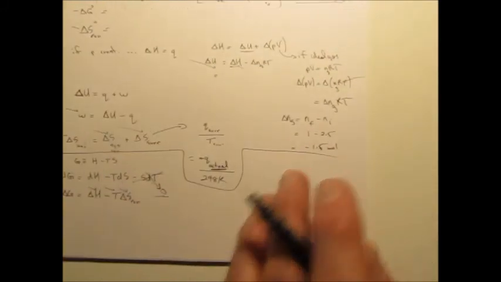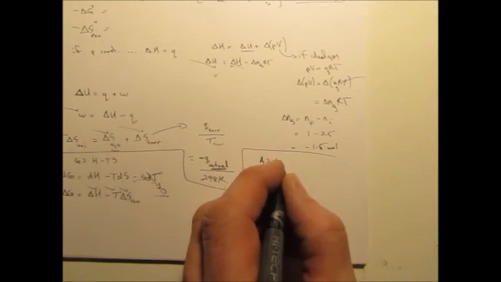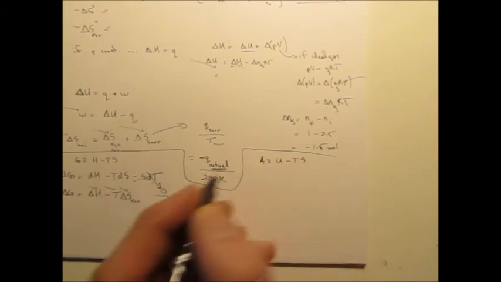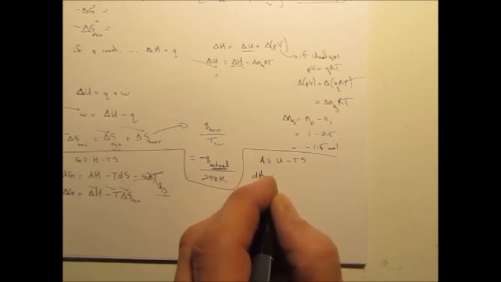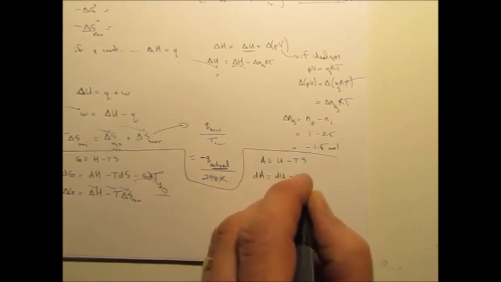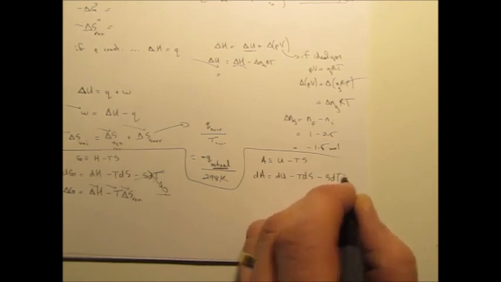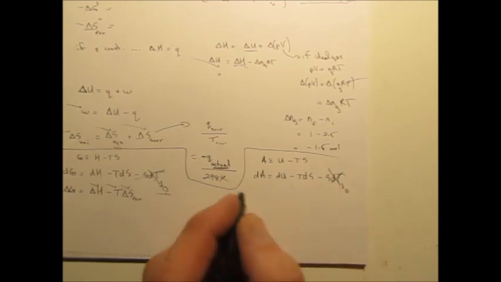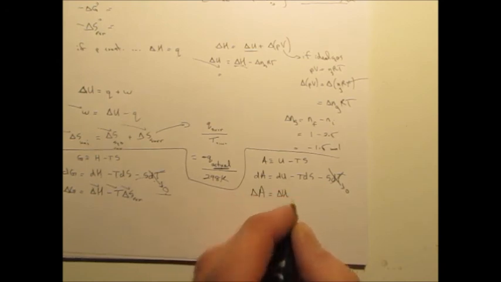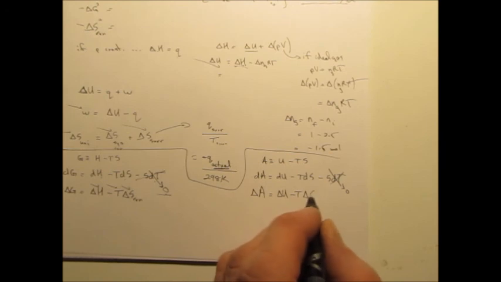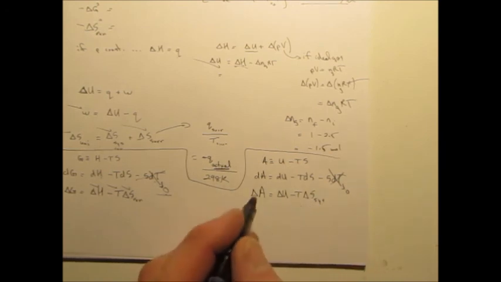So that is okay. And then it turns out that Helmholtz is very similar, but it's U minus TS. So when you look at a change in that, right, temperature is constant, that's out. Integrate this, it's delta A equals delta U, which we know, minus T delta S of the system. You have these, you can calculate A.